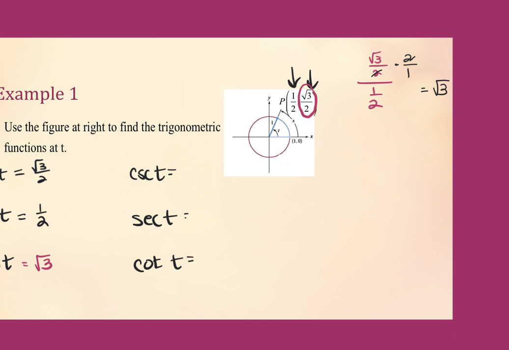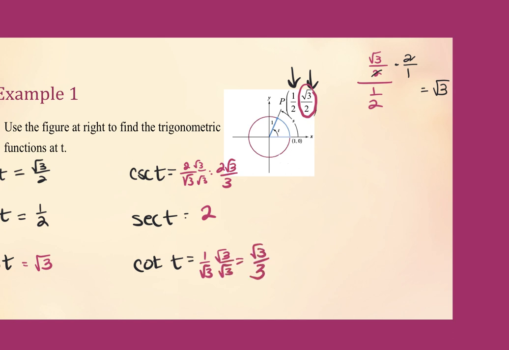The cosecant is the reciprocal of root 3 over 2. So it'd be 2 over root 3, and we have to rationalize this. So I get 2 root 3 over 3. Secant is the reciprocal of cosine. So I flip the 1 over 2, I get 2. And cotangent is the reciprocal of tangent, which would be 1 over root 3. And I have to rationalize it.